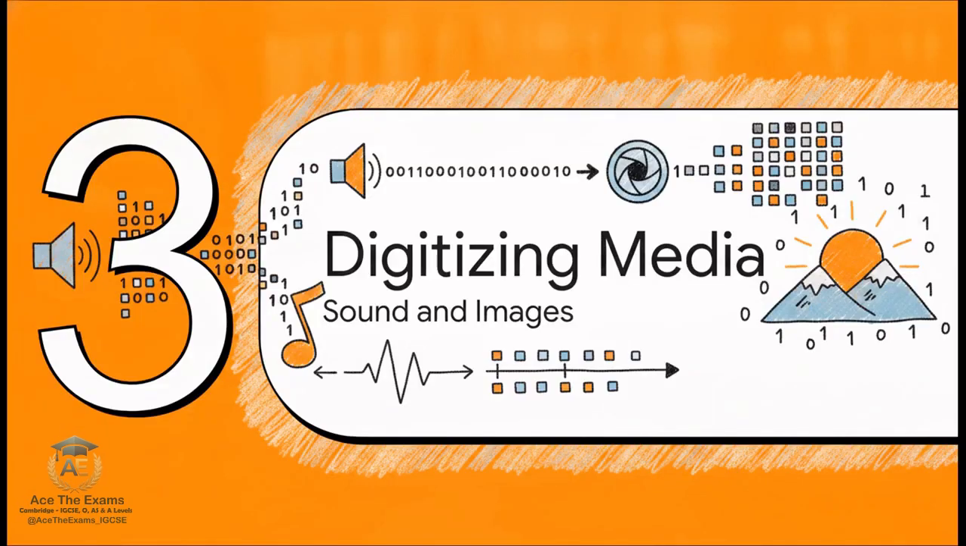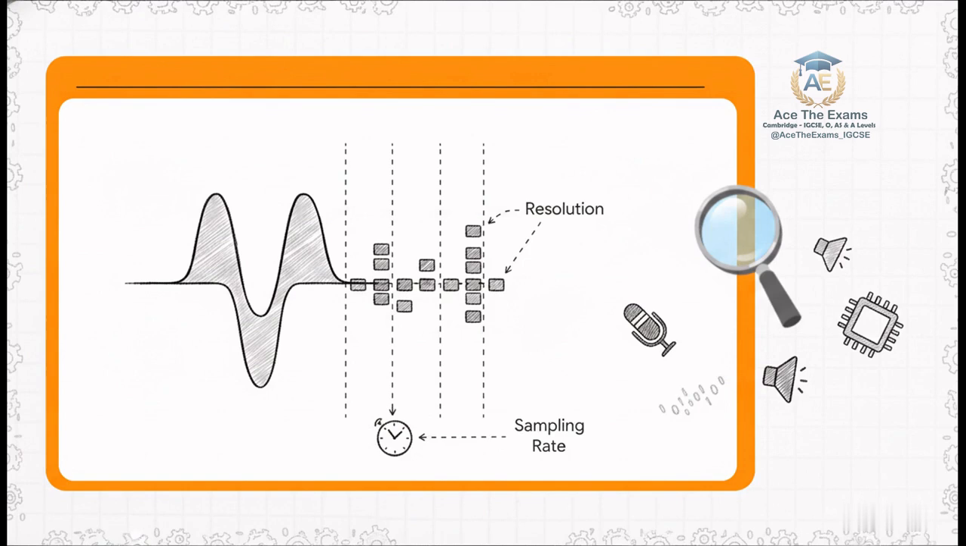All right, let's move into Section 3, digitizing real-world media. We are taking those abstract numbers and translating them into reality. Sound in the real world is an analog wave. It's continuous. But computers are digital. They only understand discrete blocks of data. So we have to chop that sound wave up into digital slices to store it.